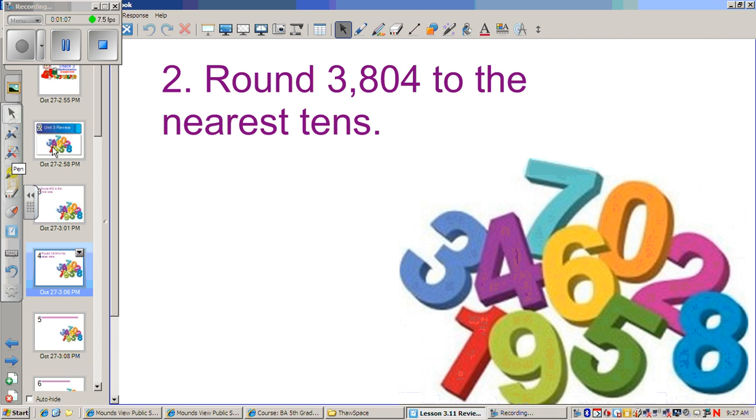Number 2 is round 3,804 to the nearest tens. So again, we're rounding to the tens place. Which number is in our tens place? Take your time on these. Remember, you can pause at any time you need to.